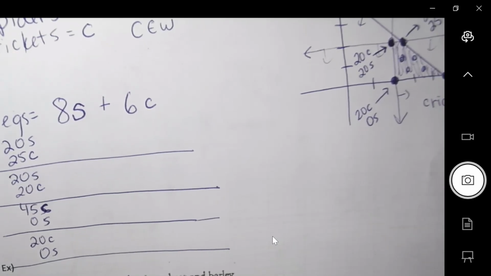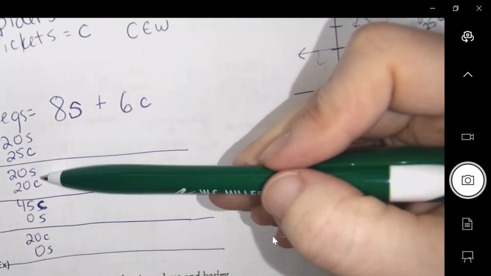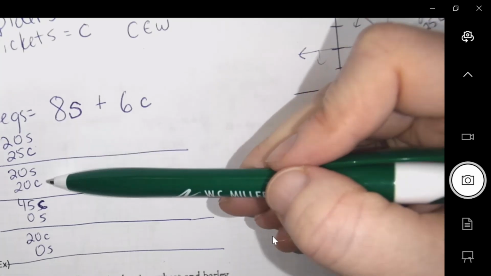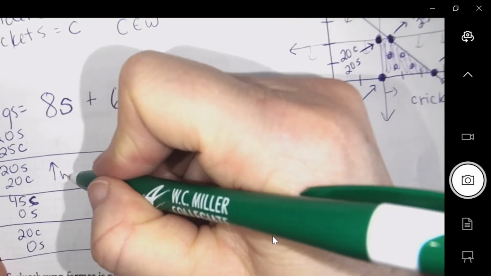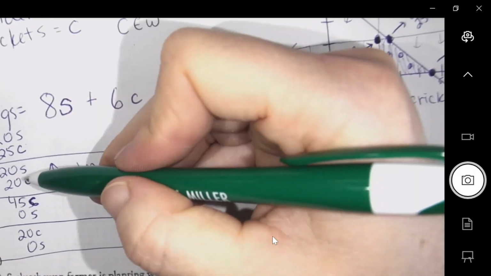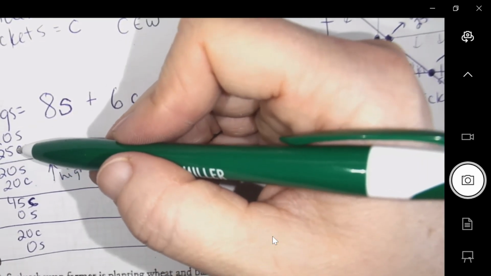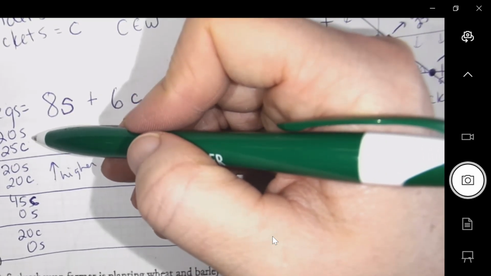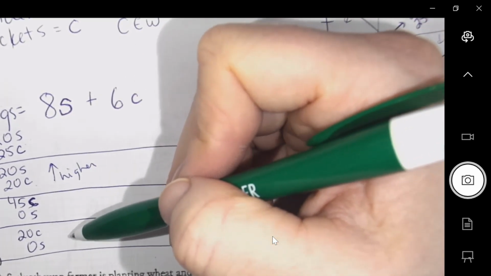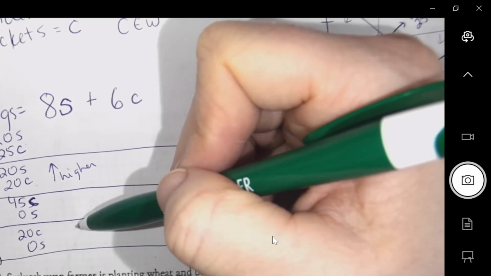Okay, I think I can use some reasoning here to determine that between these two, this one should be higher than that one. Does that make sense? Do you see the math? Obviously this is 20, 20, and then this is 25 and 20. So this is obviously going to be higher than that. And these ones will be lower.